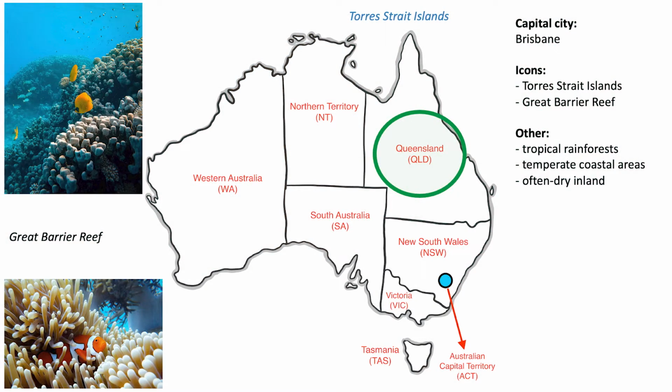Queensland is the second largest state, and its capital city is Brisbane. The Torres Strait Islands are located to the north of the state, and the Great Barrier Reef runs along its eastern coast. Queensland has tropical rainforests, temperate coastal areas, and an often dry inland.